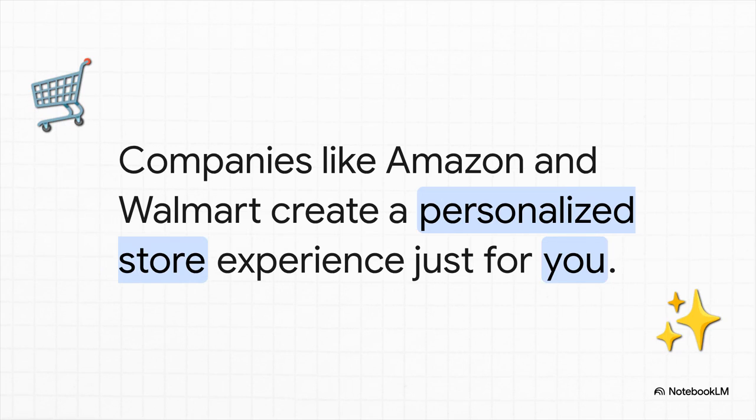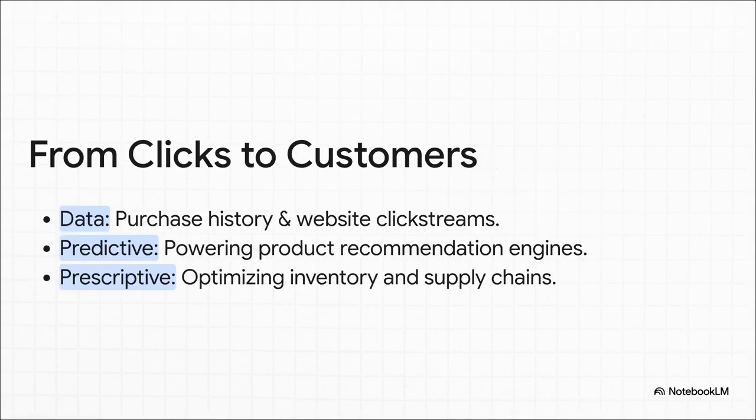All right, next up, retail. Have you ever been shopping online and it just feels like the website knows you? Like it knows exactly what you're looking for? Well, that's not a coincidence. That is big data at work. Big retailers are basically climbing that entire analytics ladder all at once. They look at your past purchases and what you're clicking on right now. That's the descriptive part. They feed that into predictive models that power those "people who bought this also bought" recommendations. And then they go full prescriptive, using all that sales data to figure out exactly how much inventory to stock and where to put it to get it to you faster.